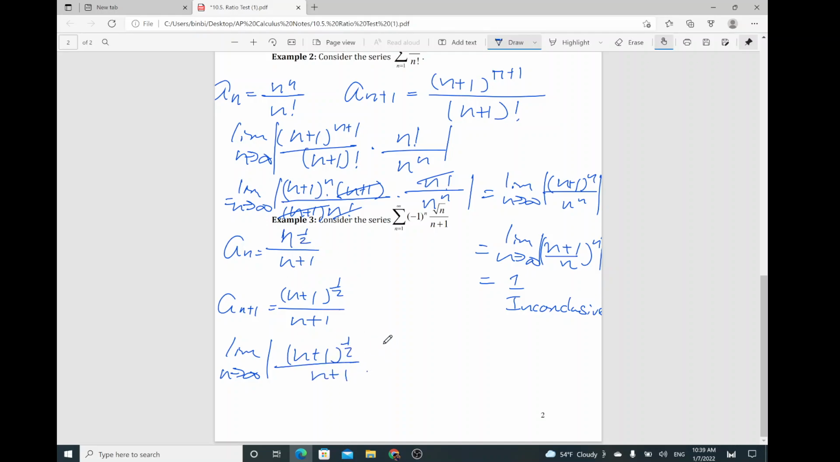divided by a sub n. So multiplied by the reciprocal, n plus 1. This one, a sub n plus 1, I think I did something wrong here. This one's supposed to be n plus 1 plus 1, so that would be n plus 2. Okay, so this one is n plus 2. So n plus 1 over n to the power of 1 half.